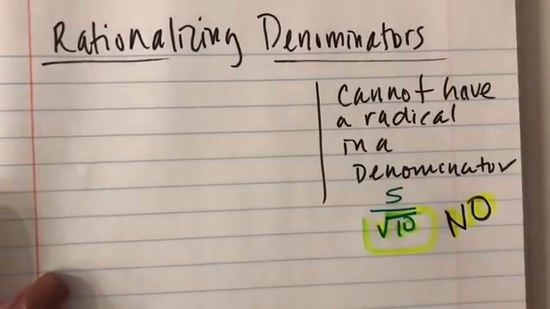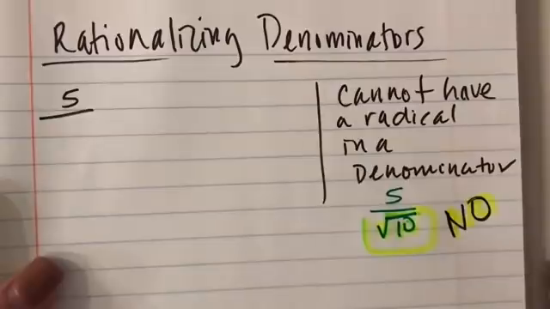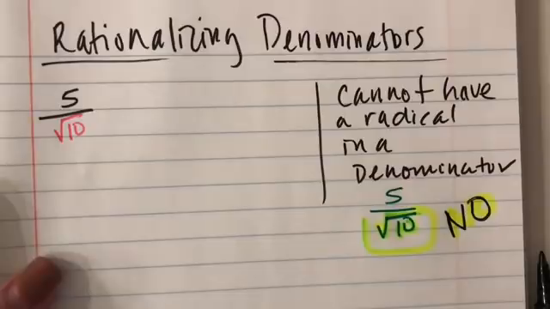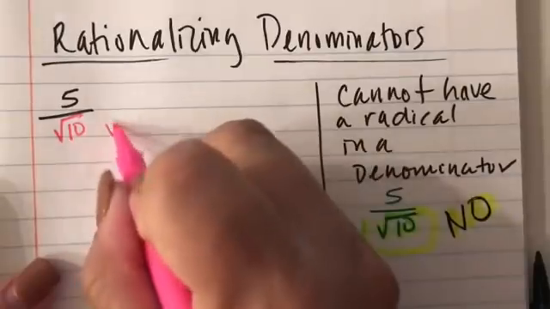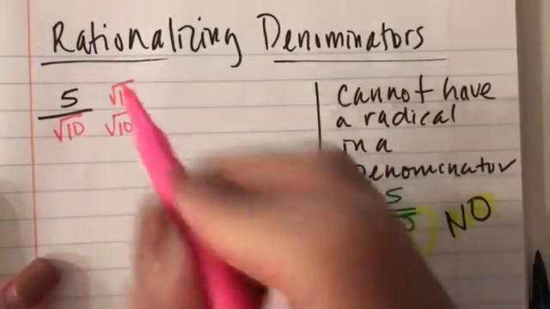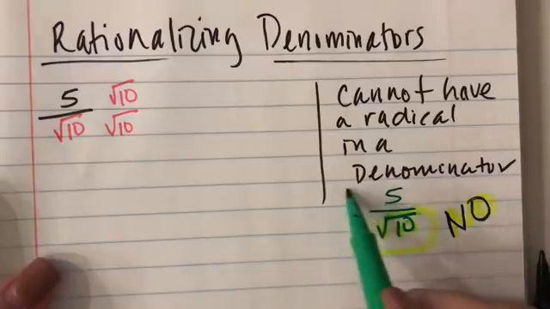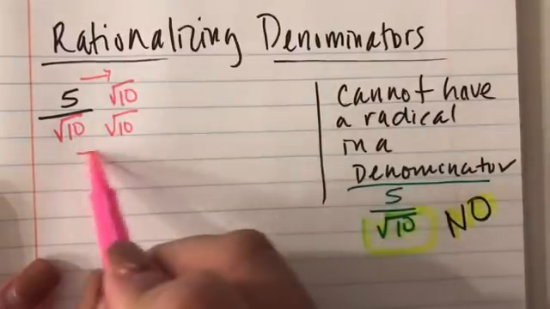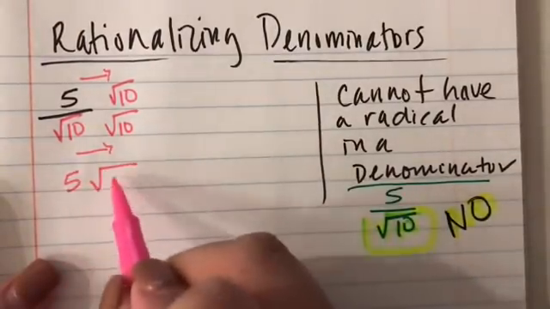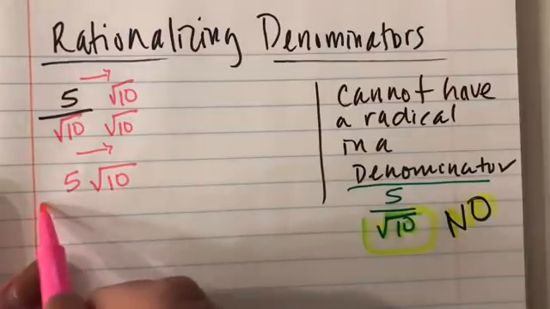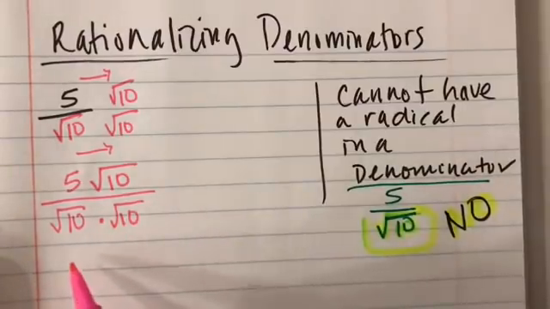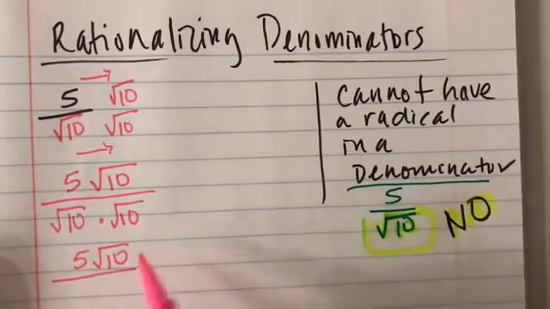In our first example, we're going to say we have 5 over radical 10. Since we're using 5 over radical 10, you want to take radical 10 and multiply it times itself. Again, it's only in the denominator. So when you multiply going across, you're going to have 5 radical 10 because these cannot be combined. And then radical 10 times radical 10.